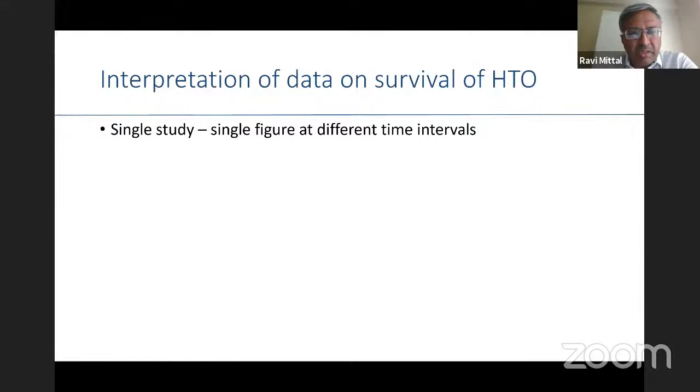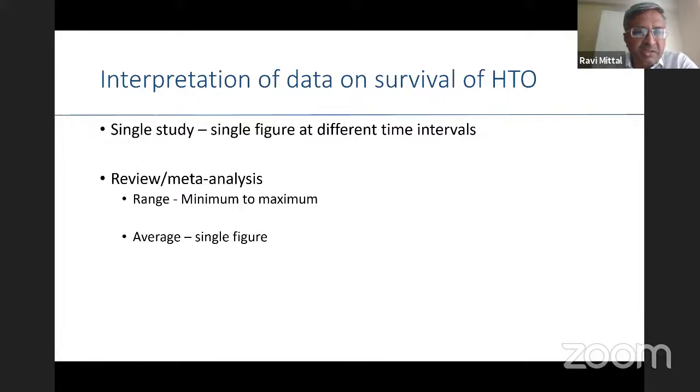Now, when you look at the data, if you have a single study, people give you a single figure, like 90% survival at 5 years, 87% at 10 years. But when you have a meta-analysis, the study gives you a range. The survival is from, say, 70 to 90% at 5 years, so you have a minimum value and a maximum value. The maximum value is very encouraging for the reader that this procedure is good, but some people might be disheartened to read the minimum value. And all these meta-analyses also give a single figure, which is the average. Now, the average is not adding the minimum and maximum and dividing by 2. It's by a different method.